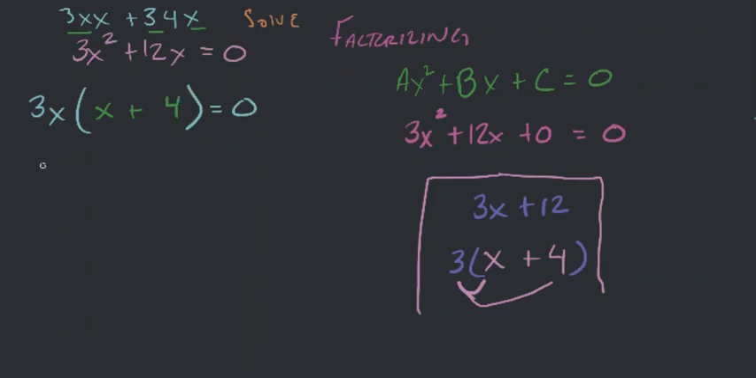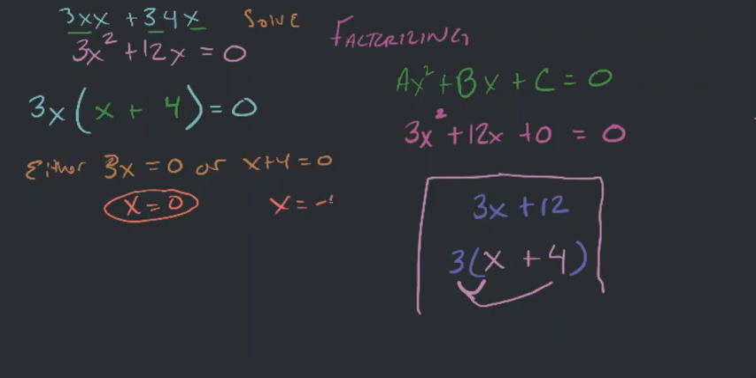And again, if this question had originally said solve, which they usually do if you have an equals to 0, we could say either 3x is going to equal 0 or x plus 4 is equal to 0. Solving these, dividing by 3 here, we're going to get x equals 0 as one of our answers. And over here, we're going to get x equals negative 4 as our other answer.